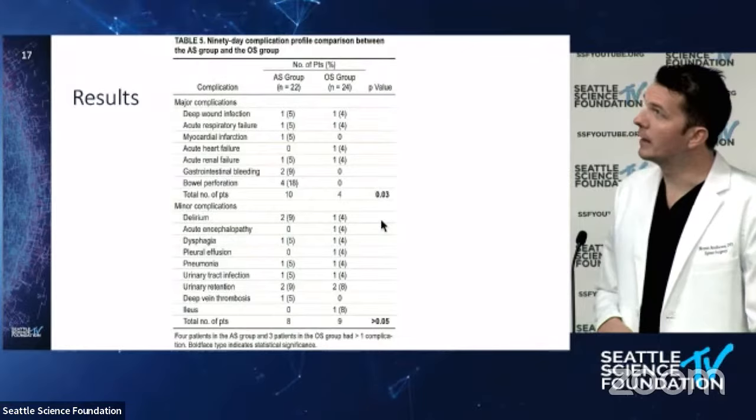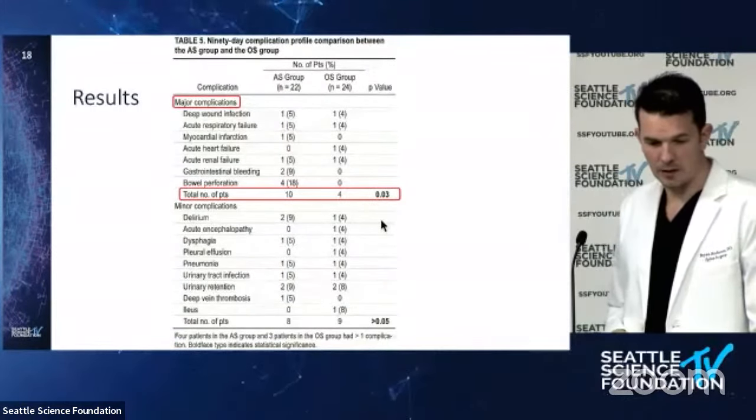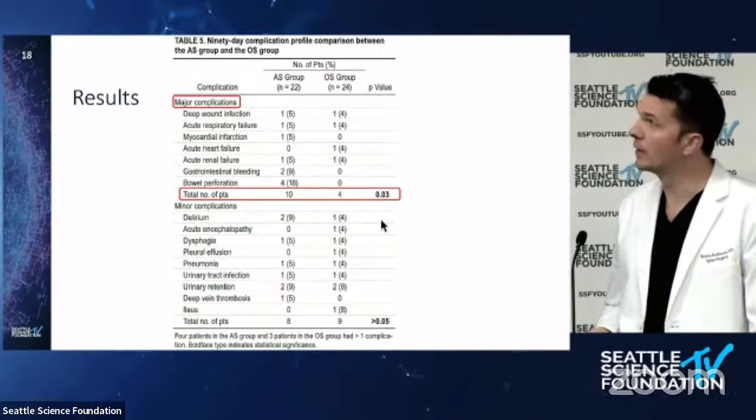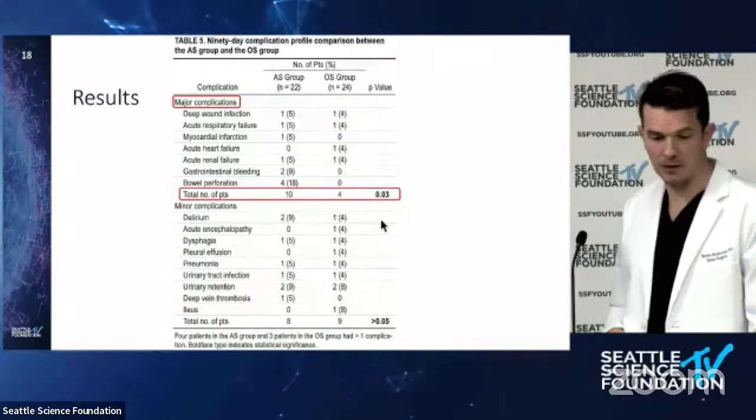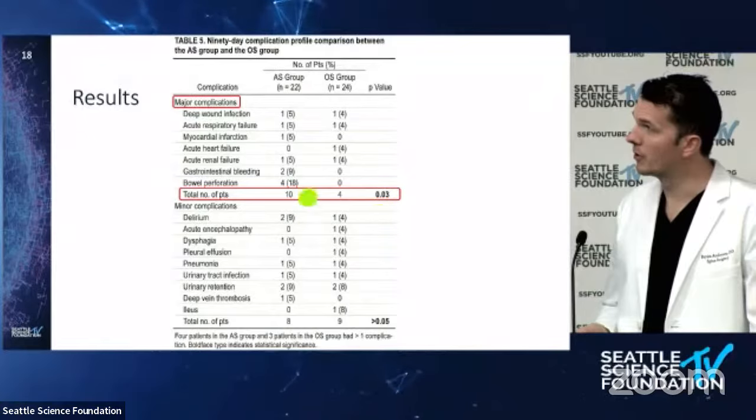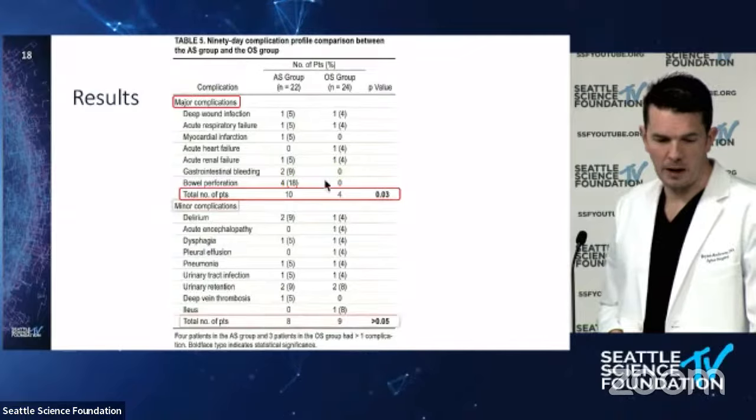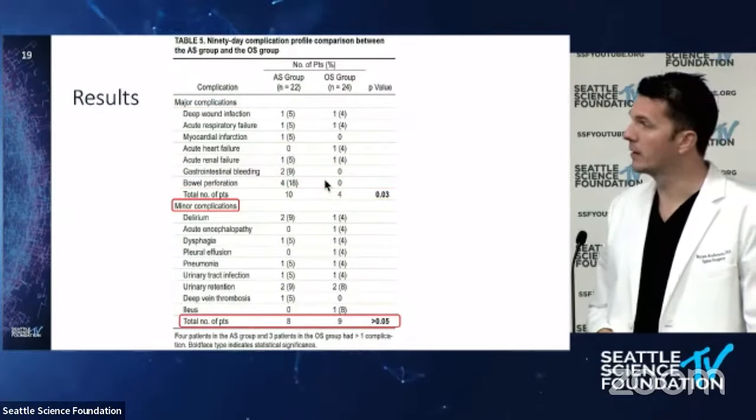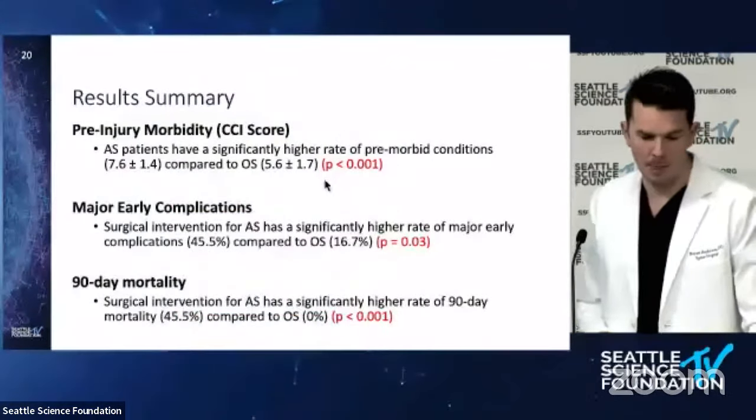When we look at the 90-day complication profile between the 2 groups, again, you can see the major complications produced 10 patients that had major complications as opposed to only 4 in the osteoporotic group. And so that's a statistically significant difference. And you can see that interestingly, bowel perforation was much higher compared to the osteoporotic group. And then minor complications did not have any statistically significant differences. So major complications are a big concern.